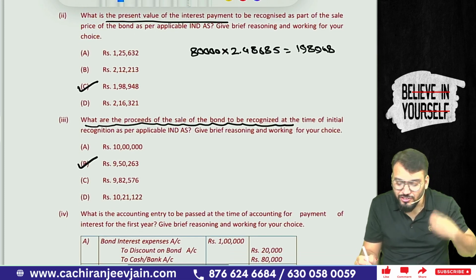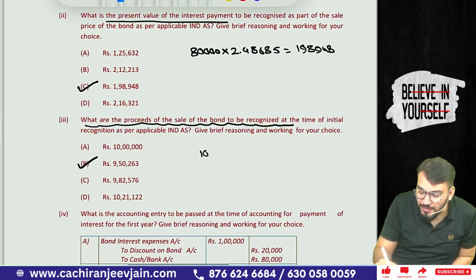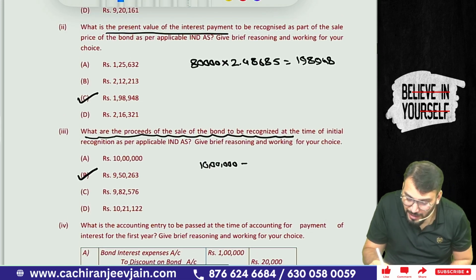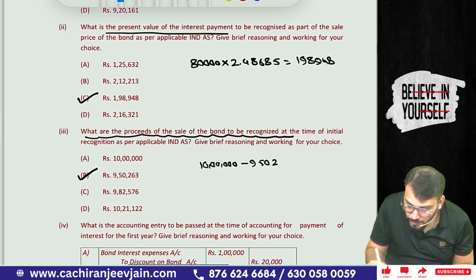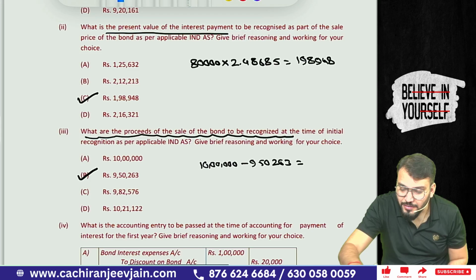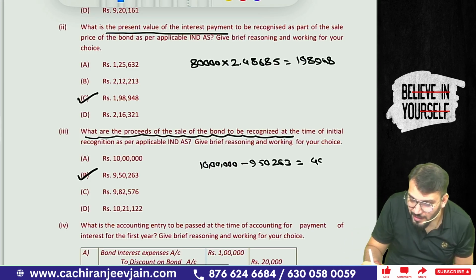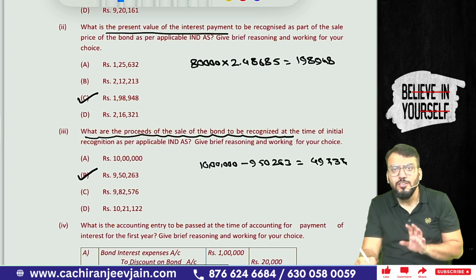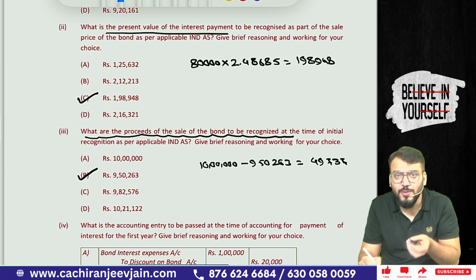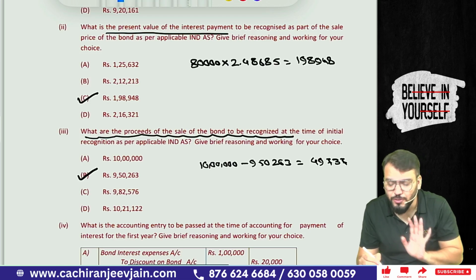Now just try to understand. 10 lakh was the transaction price received, and minus 9,50,263, so this is coming to 49,737 minus 10 lakh, in absolute terms. What is it? Transaction cost. Transaction cost, or we can assume that these debentures or bonds were issued at a discount. This can be a possible assumption.